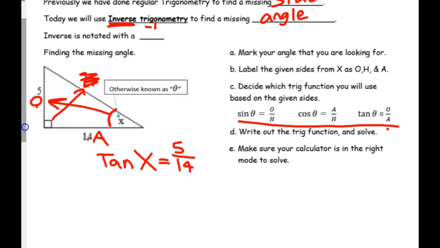So what do I need to get rid of next to X? The trig needs to go away. If the trig goes away, now I have X equals. That's what I need, okay? So here's the big question. How do I get rid of some trig? With inverses, okay?